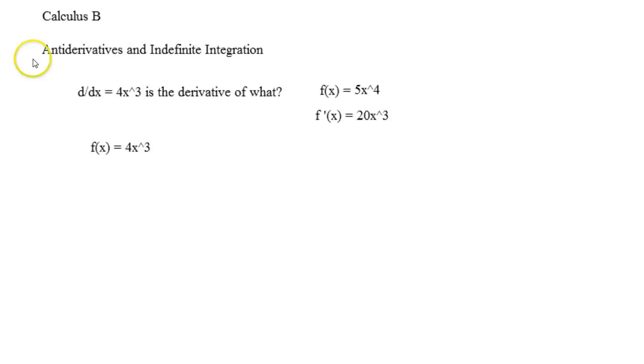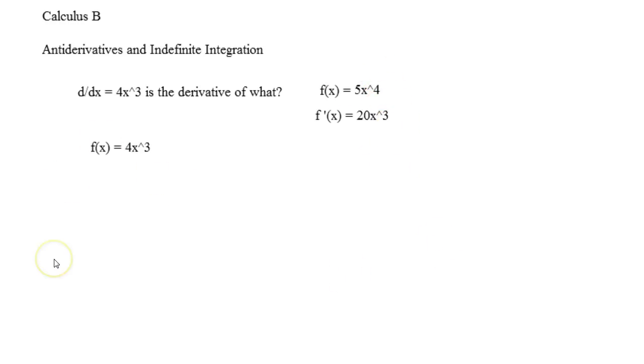Alright, so today we'll be talking about antiderivatives and indefinite integration, which are basically pretty much the same thing. All last semester we worked up to what a derivative is and how we get there. We were able to take something like f of x equals 5x to the fourth and change it to f prime of x equals 20x to the third. Basically, we just took the 4 and multiplied it by the 5 and then subtracted 1 from the exponent.